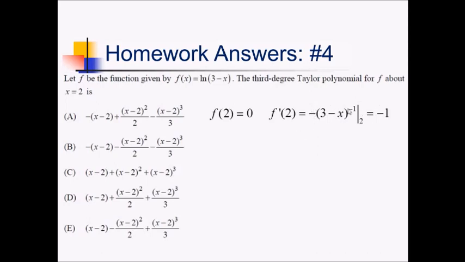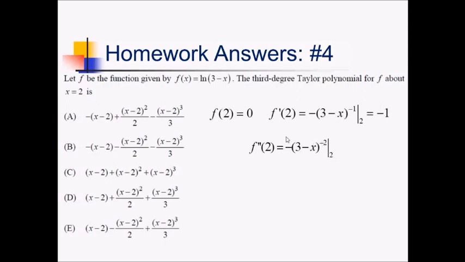Next, second derivative, we multiply negative 1 here, so that's a positive 3 minus x to the negative 2 times a tail of negative 1, so that just ends up getting negative again. So we end up with negative 3 minus x to the negative 2 evaluated at 2.